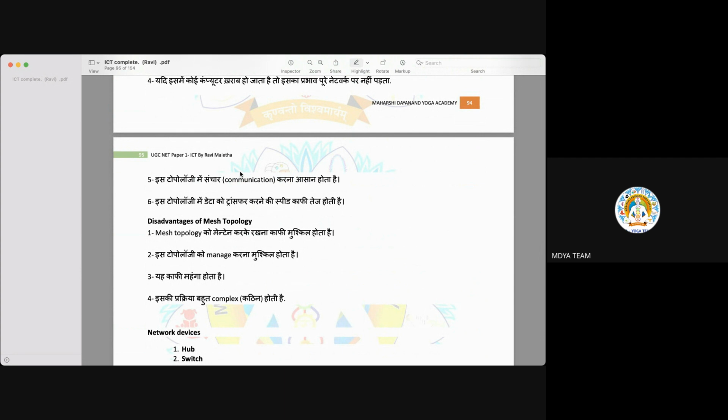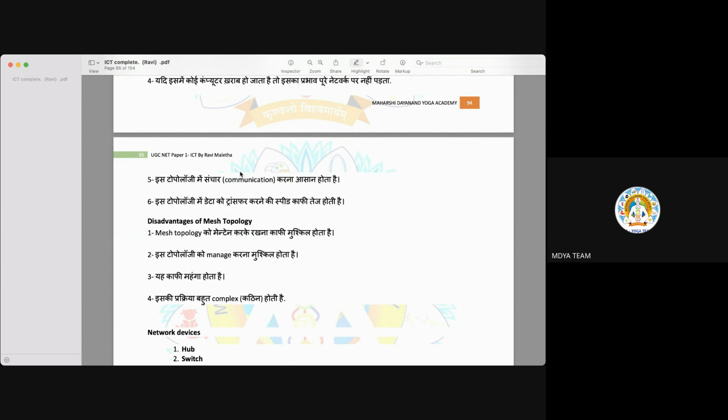The disadvantage is that the maintenance is somewhat difficult. To manage and maintain it is somewhat difficult as compared to other topologies, and it is costly also, and it is complicated also. It is a complex process.